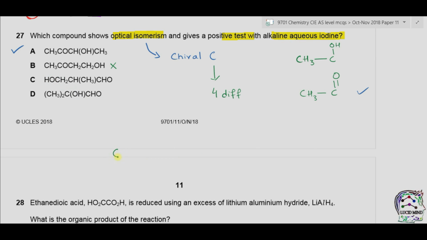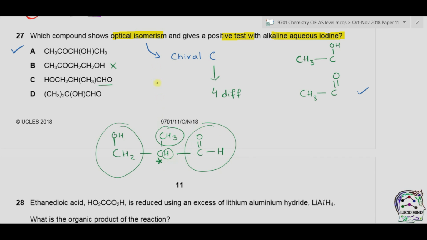C is an alcohol, we have CH2, OH, then CH with CH3 as substituent, and then we have an aldehyde. Now we can see that this carbon is a chiral carbon as it is attached to one hydrogen, one CH3, this group and this group, so it will give an optical isomer. But we can see that there is no CH3 present with the OH carbon or carbonyl carbon, so it will not give a positive test with alkaline aqueous iodine.